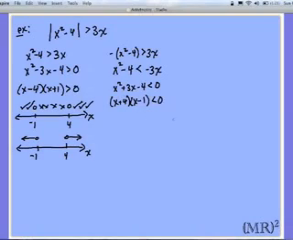Over here, I'd have zeros at negative 4 this time and a positive 1. Testing a number inside, such as 0. 0 plus 0 minus 4 is minus 4, which is less than 0. So all of this side works. Testing a number bigger than 1, like 2. 2 squared is 4, minus 4 is 0, and 2 times 3 is 6, which is not less than 0. So none of this portion will work.